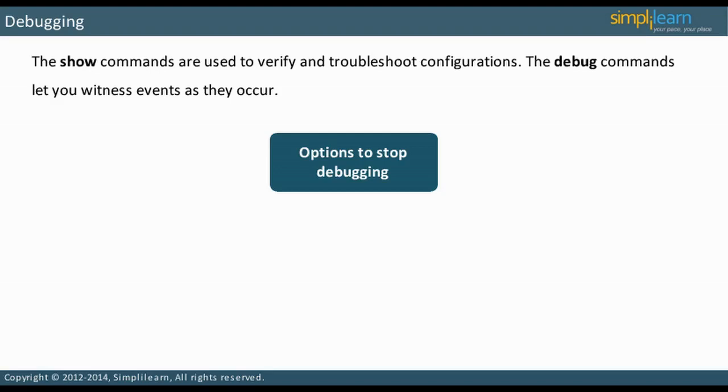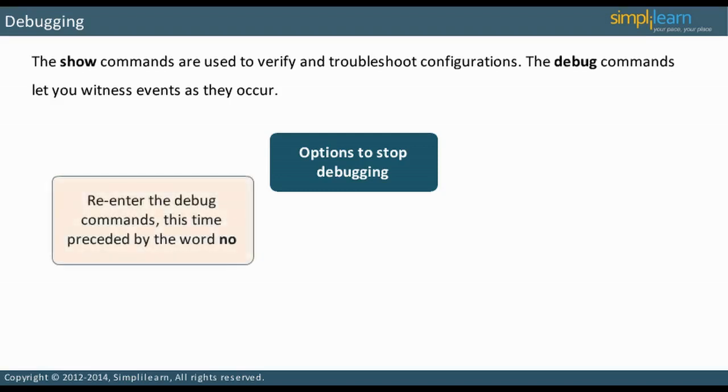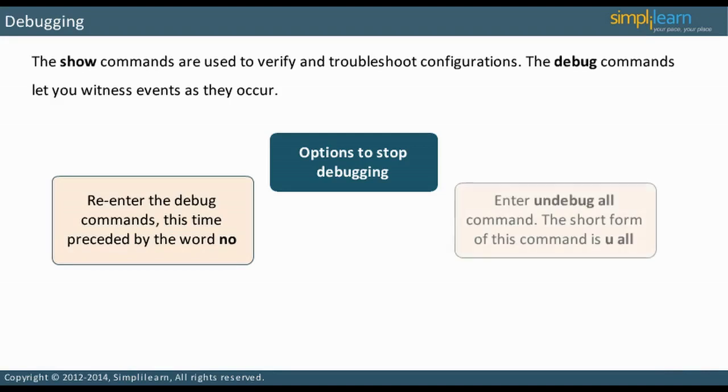There are debug commands that can be used with every Cisco feature. The most important consideration is stopping the debugging when you have enough information. There are 3 ways to do this. Re-enter the debug commands, this time preceded by the word no. In Cisco IOS, this method is widely used to nullify commands. You can also enter the undebug all command. If the debugging output is voluminous, use the short form of this command, u all.